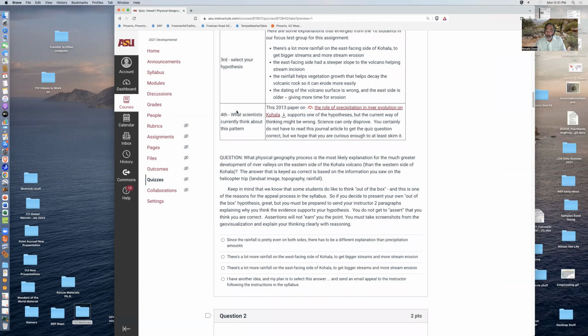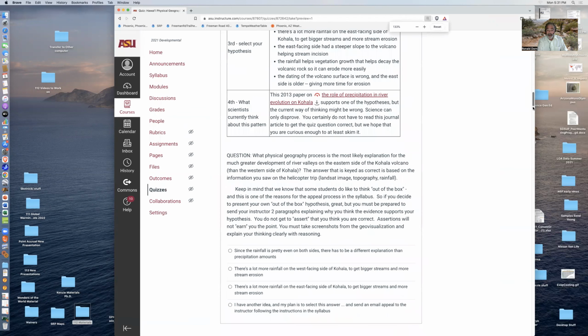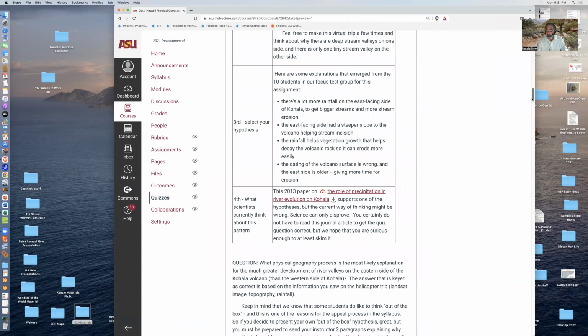And the fourth component of all these questions is to give you a real scientific paper on this topic. So if you want to dig deep, this paper supports one of the hypotheses. So let's look at the question in detail. I'm going to try and blow it up here on the screen so you can see it bigger.